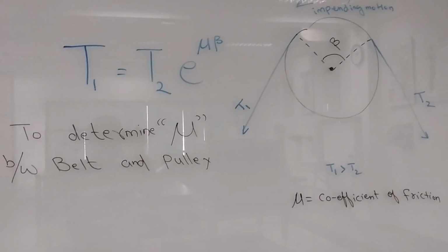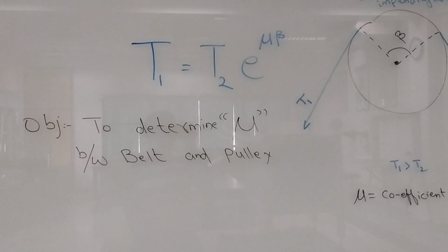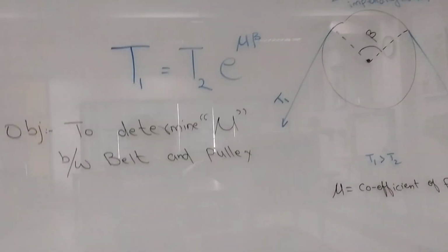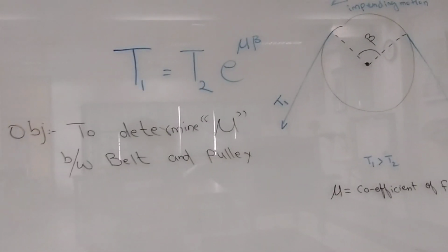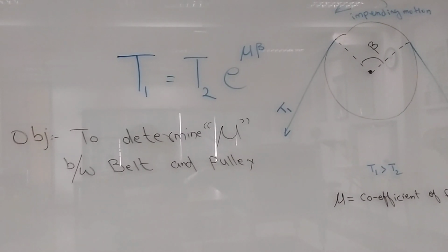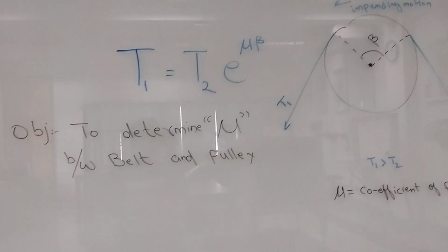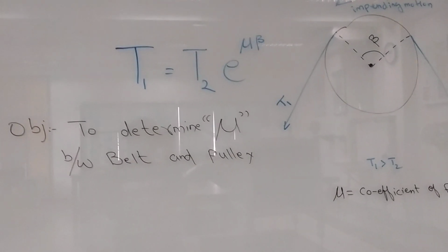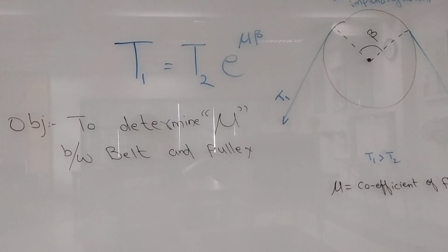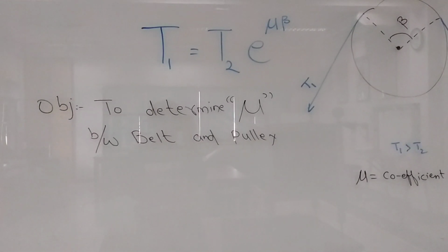From engineering mechanics, we have this relation for the flat belt, and that's only valid for the flat belt: T1 is equal to T2 e raised to power mu beta. T1 is the pulling tension, and T2 is the resisting tension, and mu is the coefficient of friction between the flat belt and the cast iron pulley, and beta is the contact angle, the angle that the belt makes with the pulley. You can see beta in the diagram, and we have to determine the coefficient of friction mu.